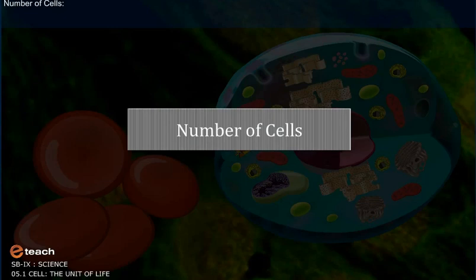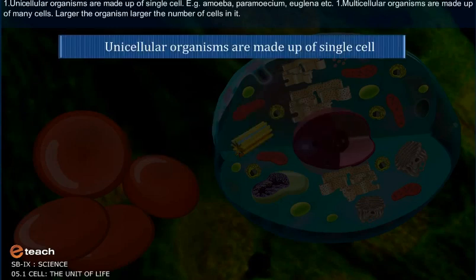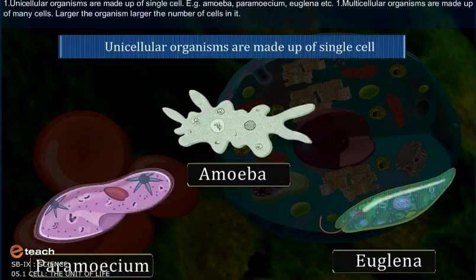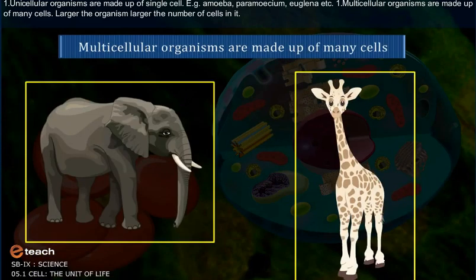Number of cells. Unicellular organisms are made up of a single cell. For example, amoeba, paramecium, euglena, etc. Multicellular organisms are made up of many cells. Larger the organism, larger the number of cells in it.